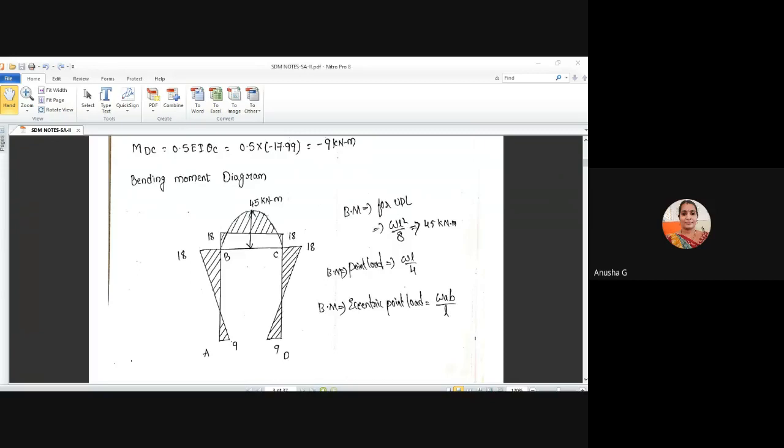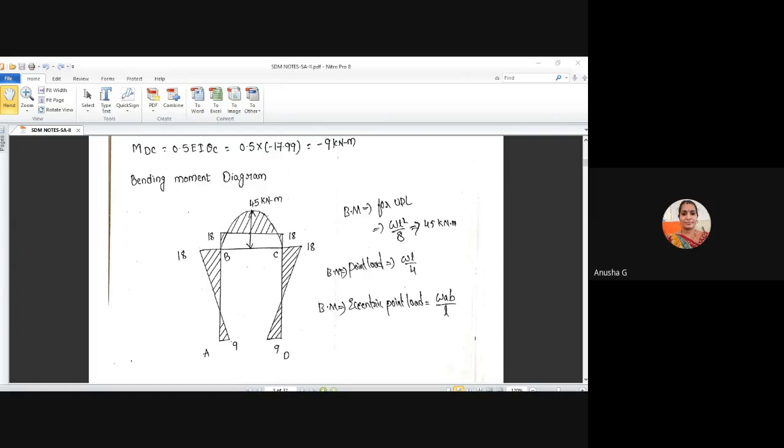All of you observe this diagram. The maximum you will get is WL square by 8, that is 45 kilonewton meter. Another point, MAB. What are the MAB values? The final moment values are there. MAB is 9, that value will be written here, in this column, the fixed column. Next you will see MBC is 18.